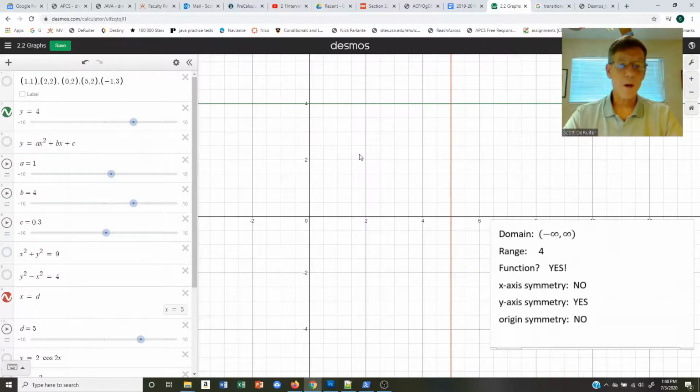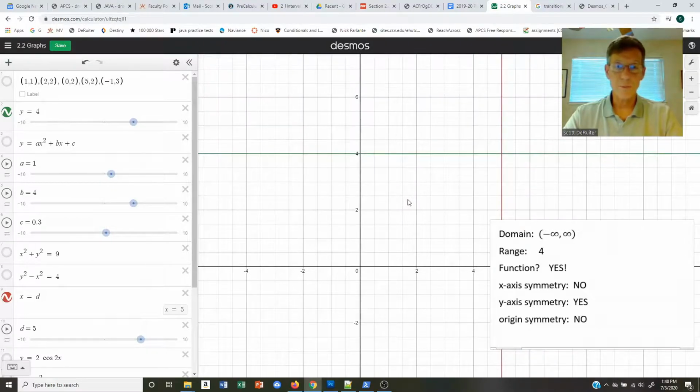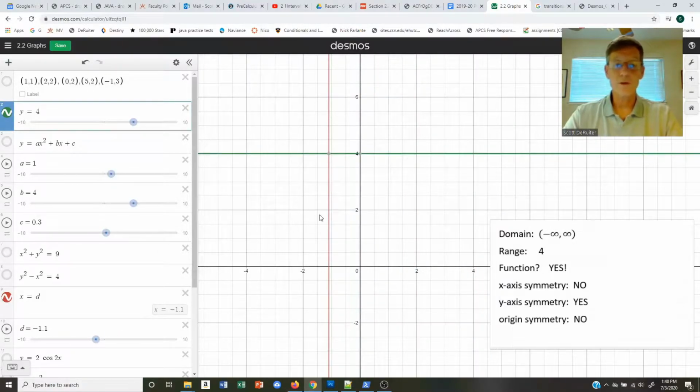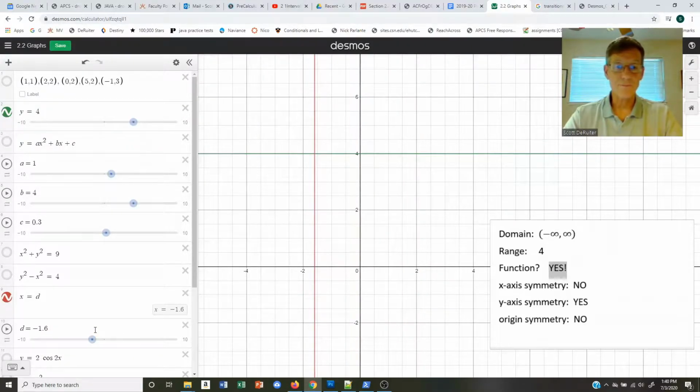All right, let's try the next problem, which is a very simple function, y equals 4. The domain is all reals. The output is just 4. And it is a function because wherever you draw the vertical line, it will just cross through once. And so it passes the vertical line test. This relation is a function.